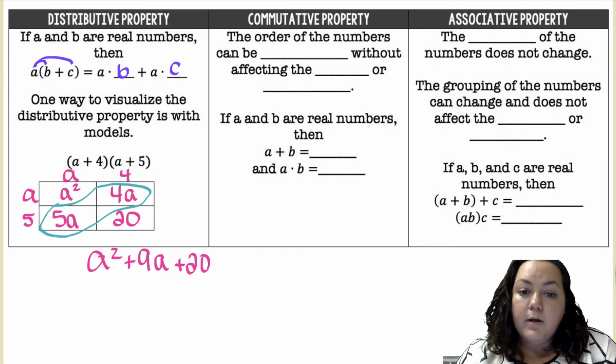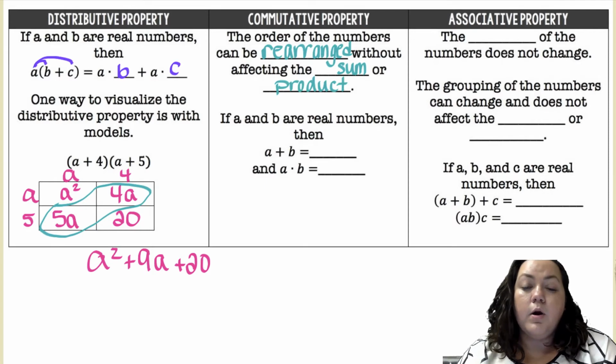The commutative property. The order of the numbers can be rearranged without affecting the sum or the product. So if A and B are real numbers, then A plus B is the same as B plus A. And A times B is the same as B times A. It's the commutative property.